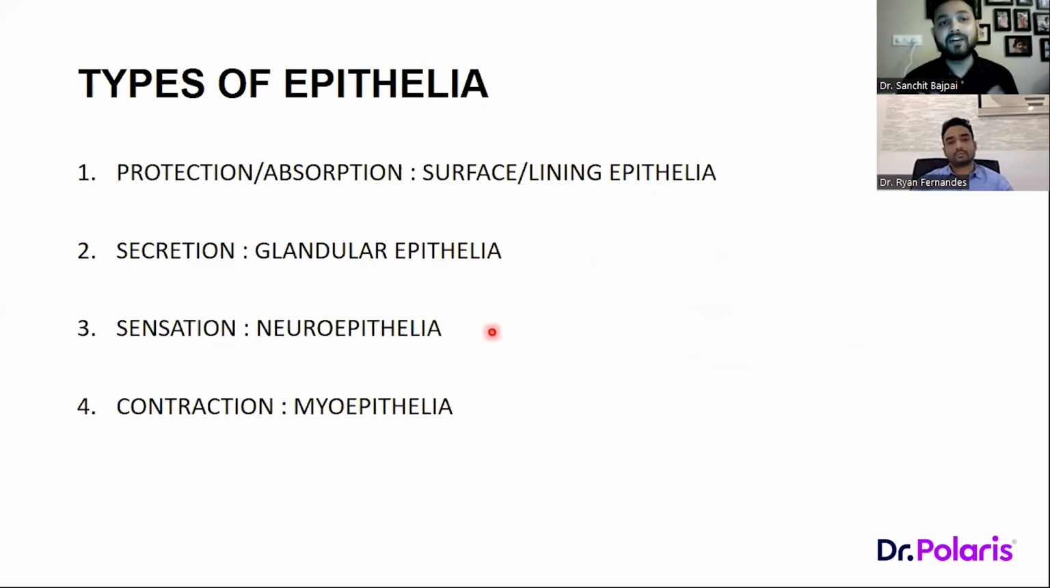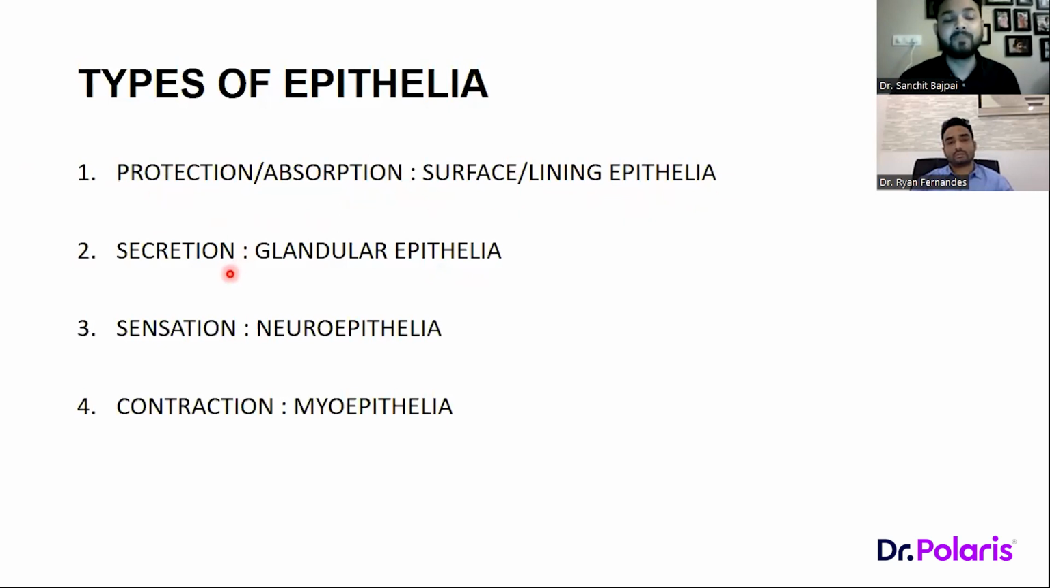Okay, so you can divide epithelial tissue classification in different ways. As per the function, as per the shape of the cells, as per the number of the cells, you can divide it separately. But the first type of classification is on the basis of their function. So first we see what we are reading today is the surface epithelium or the lining epithelium, and they are mostly for two important functions: protection and absorption. These are the main crux of these things, right?